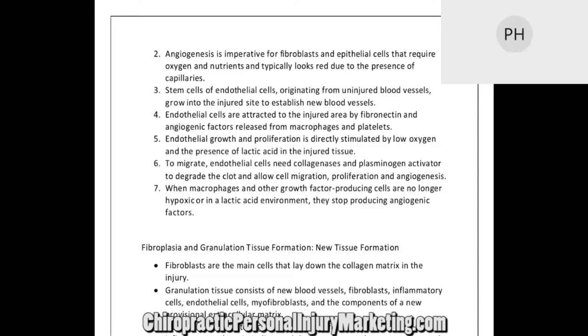When the macrophages and other growth factor producing cells are no longer hypoxic or in a lactic acid environment, they stop producing angiogenic factors. So during that healing process, the lactic acid and lack of oxygen are what stimulate angiogenesis.